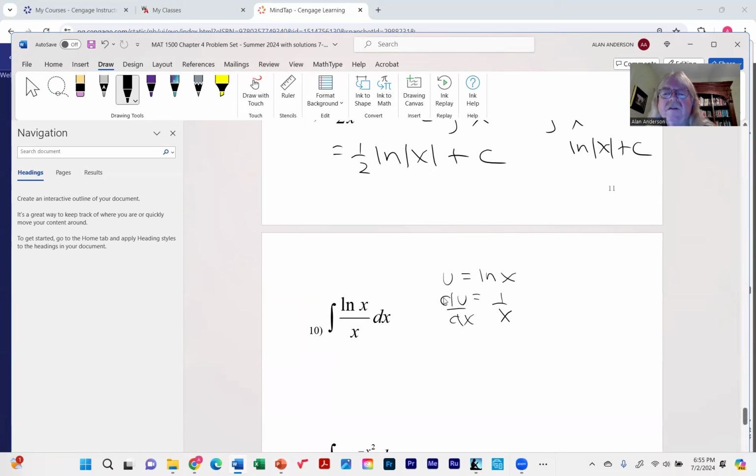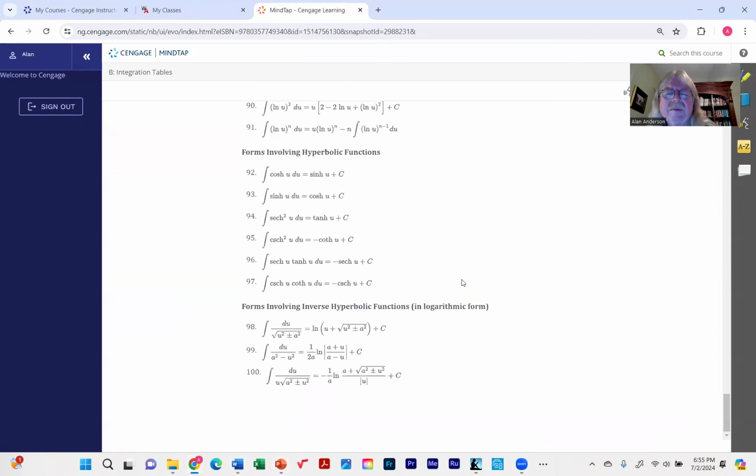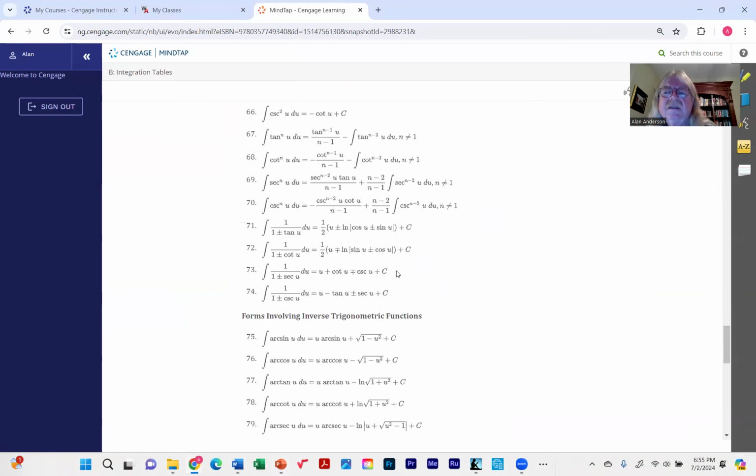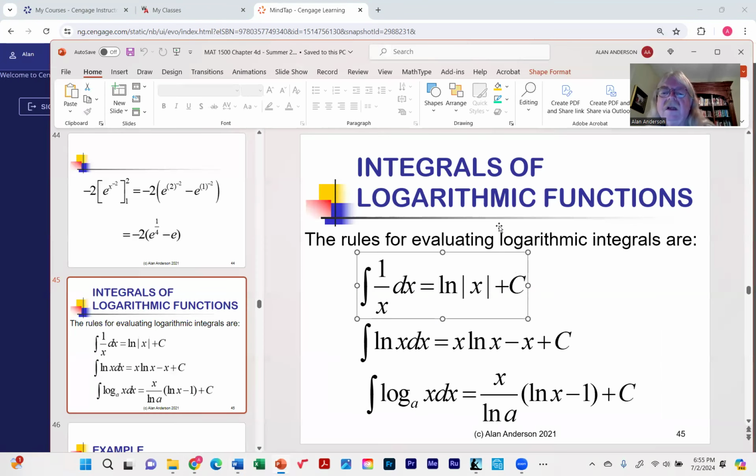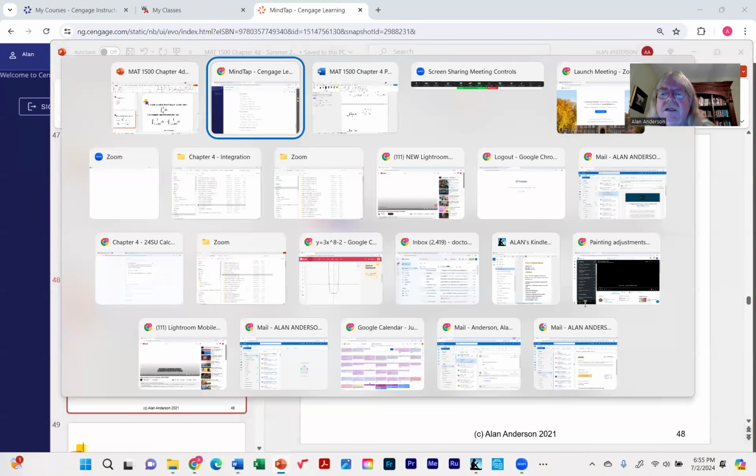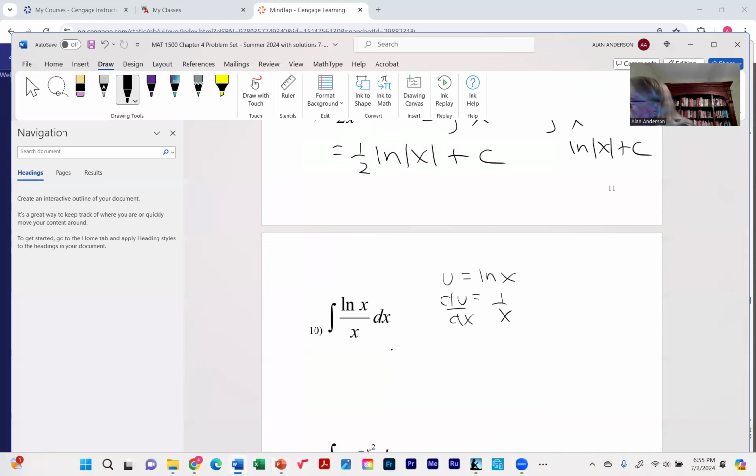I don't know if they have a chart for the derivatives. They probably do. But if you go back to the slides from way back in chapter 2, you should find it. And if you recall, if it's a function, like for example, that would be g prime of x over g of x. But since here g of x is simply x itself, that means that the derivative is just 1.